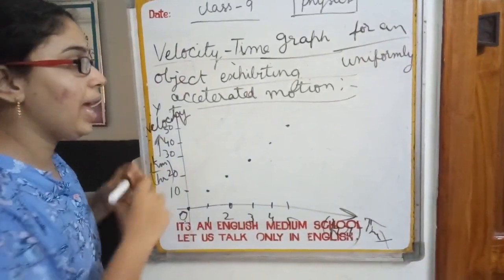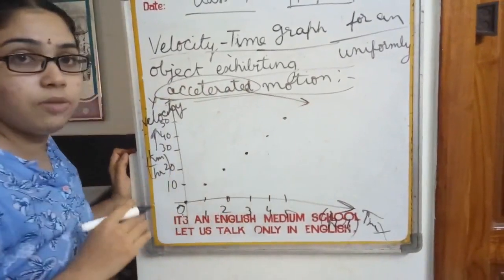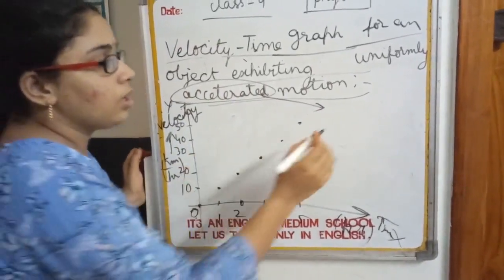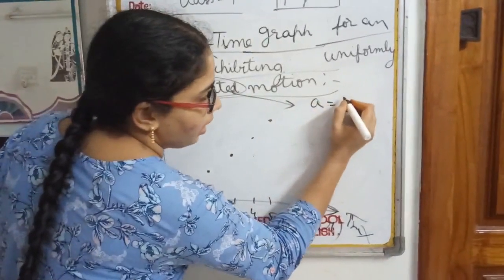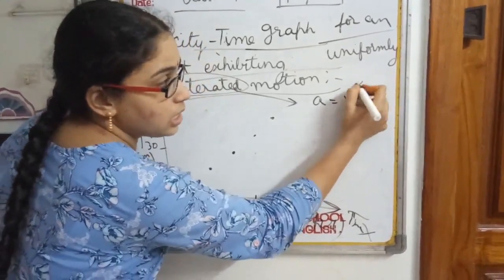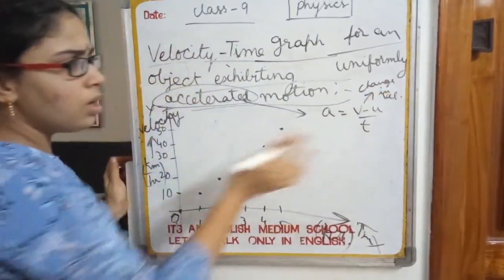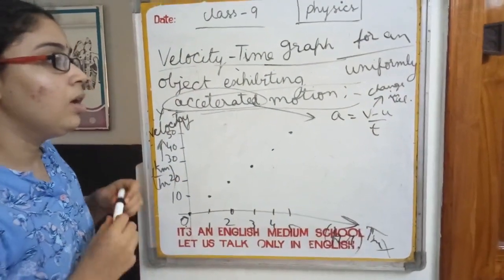I already told you about acceleration. What is meant by acceleration? It is nothing but change in velocity with respect to time, isn't it? And a is equal to v minus u by t. v minus u is nothing but change in velocity. t is time, you know that very well.